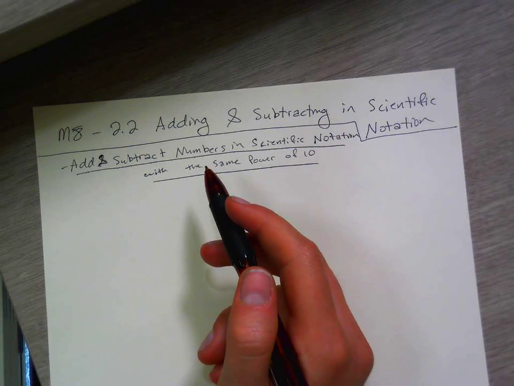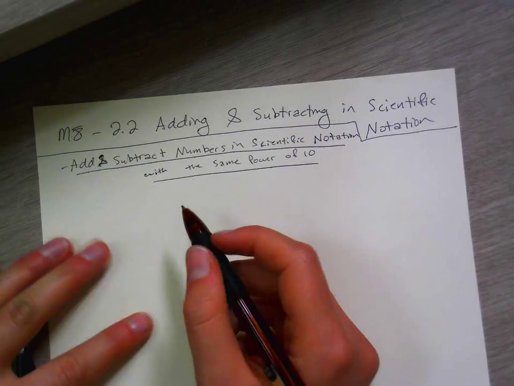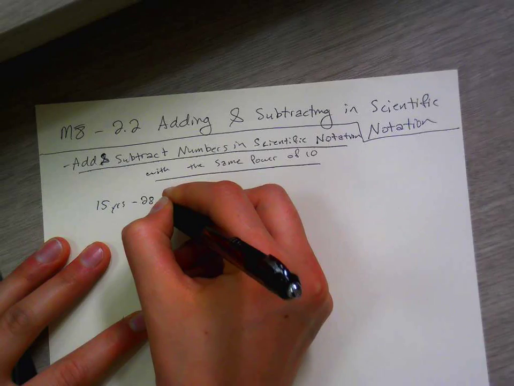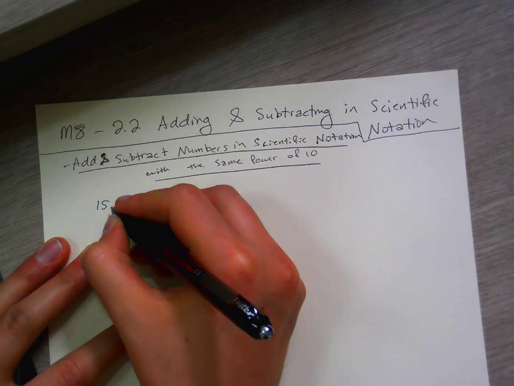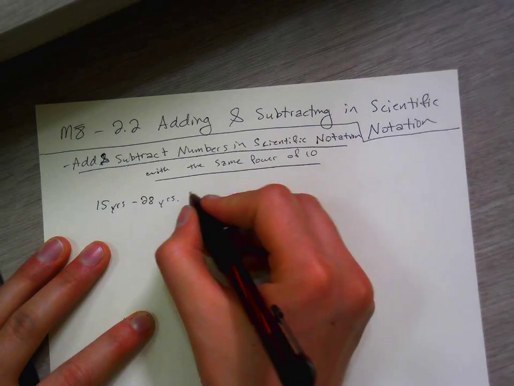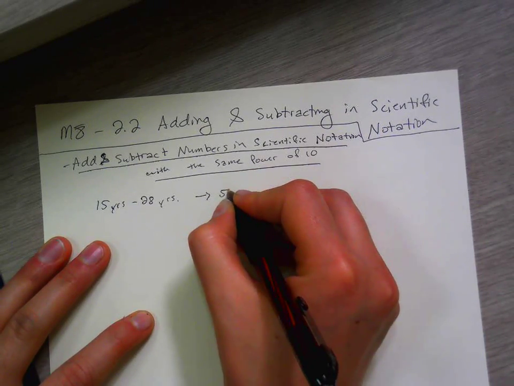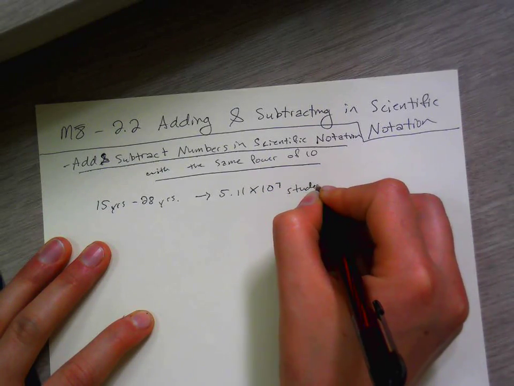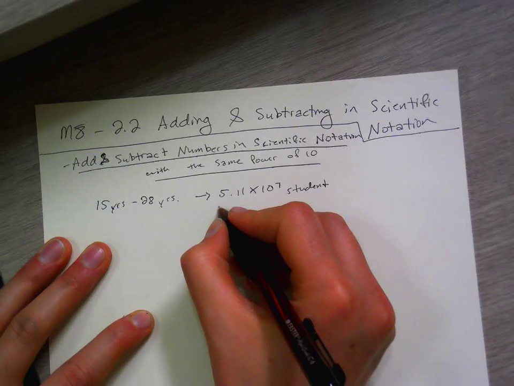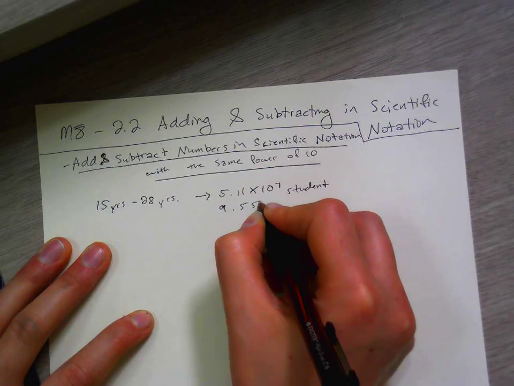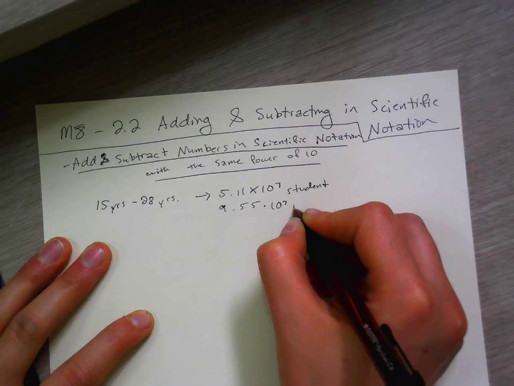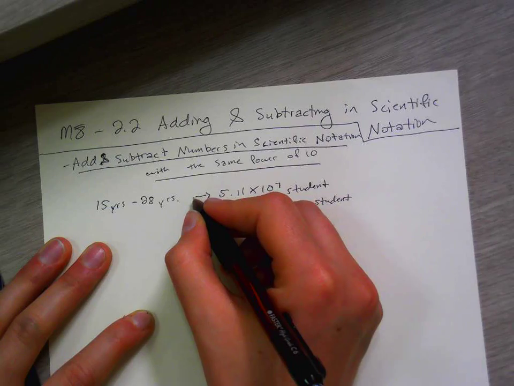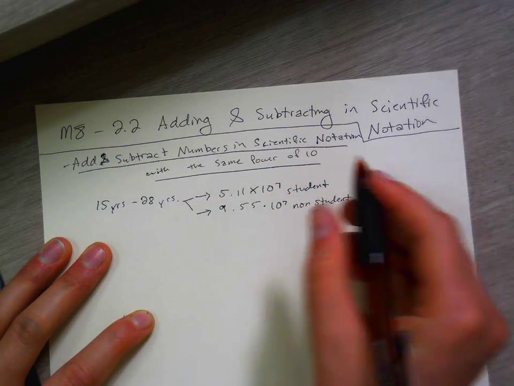A popular social networking site has the most members between ages 15 years old to 28 years old. Sounds like Instagram. So within this age group there are 5.11 times 10 to the 7th student members and 9.55 times 10 to the 7th non-student members. So within this age group we have these two amounts.